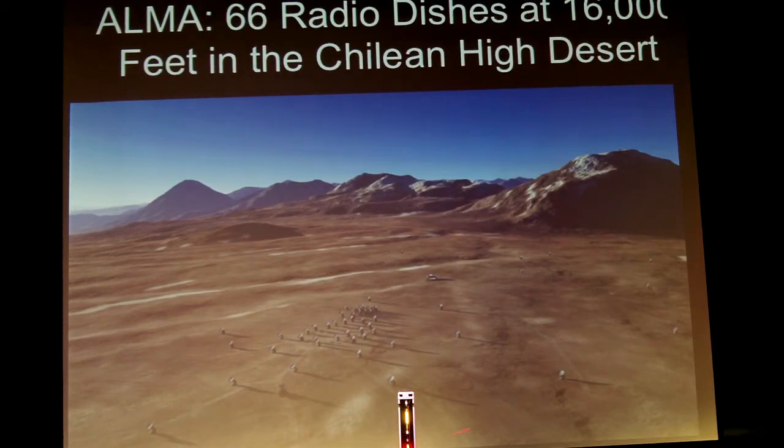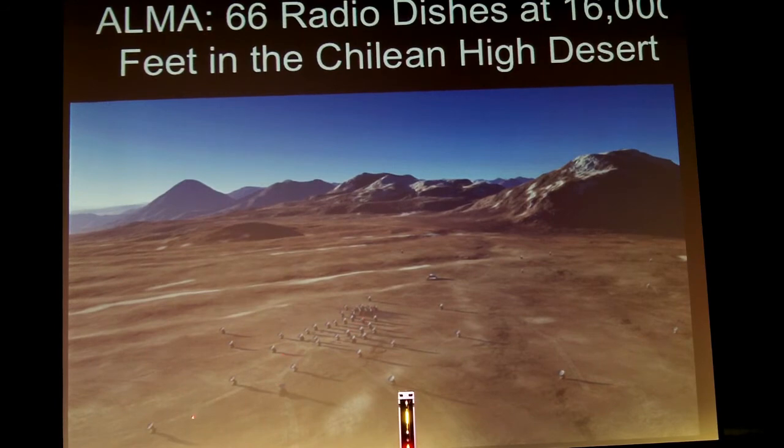Really, really hard to work there at 16,000 feet. They have to do all kinds of special things to allow workers to work up here. And astronomers actually don't sit up here at the telescope. There's a control center that's a few thousand feet below that because you want your senses about you when you're working on this stuff.